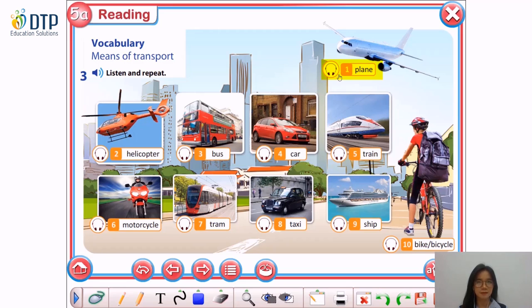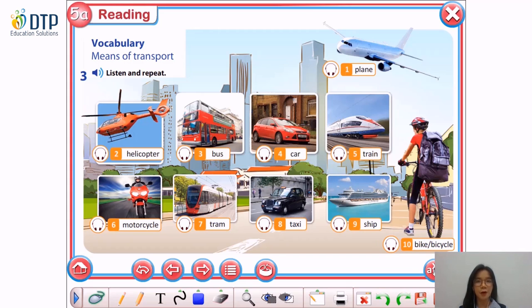Plane, helicopter, bus, car, train, motorcycle, tram, taxi, ship, bike, bicycle.